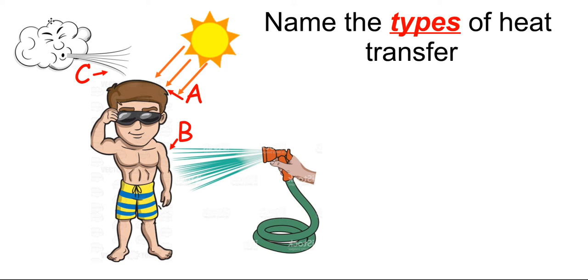Okay? So that's it. There are three methods of transfer, and you need to be able to identify what's happening when, and sometimes multiple methods are occurring.